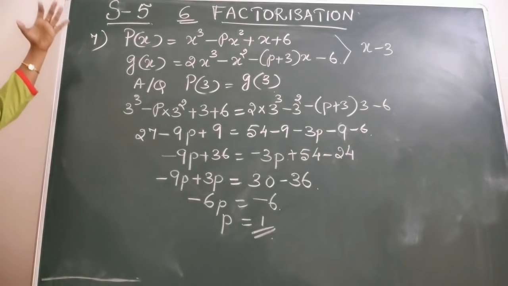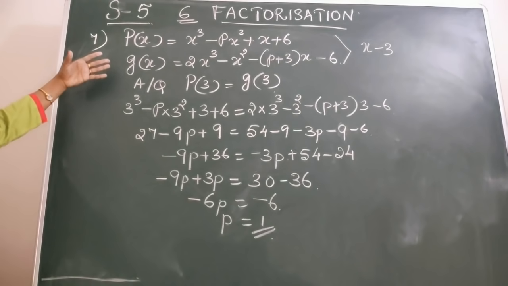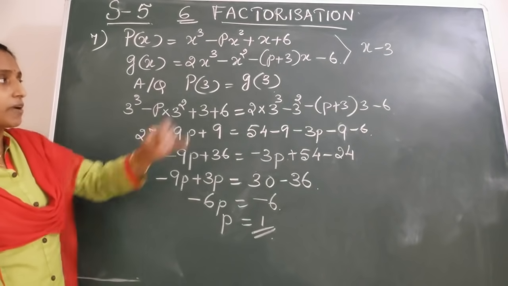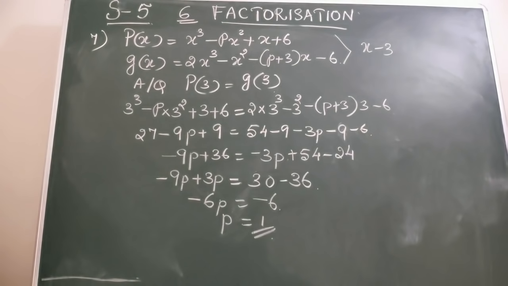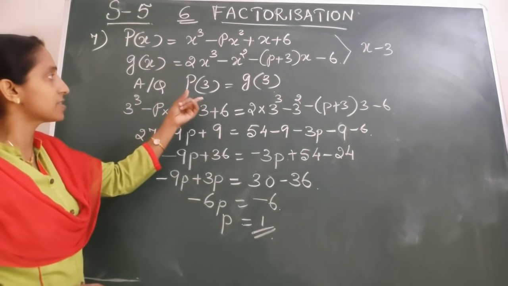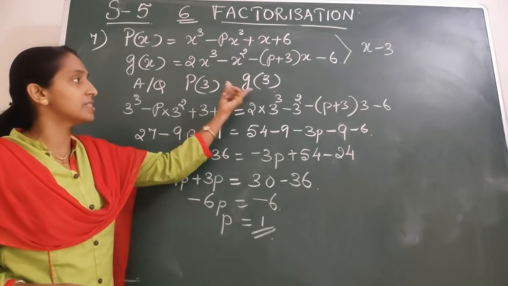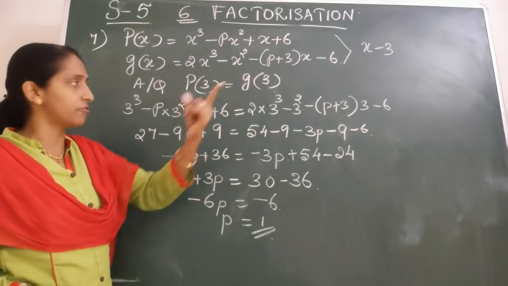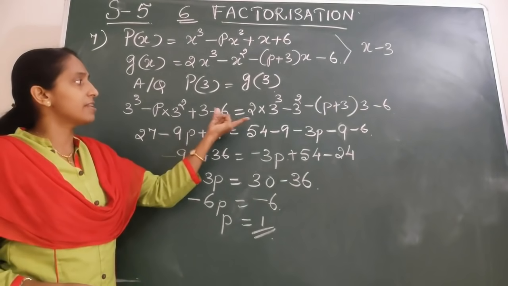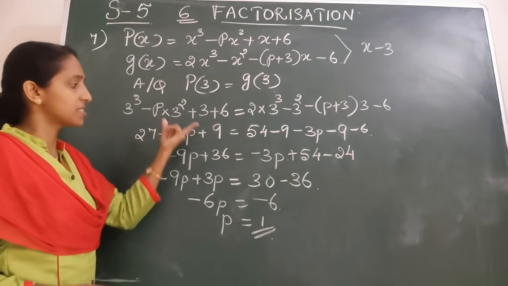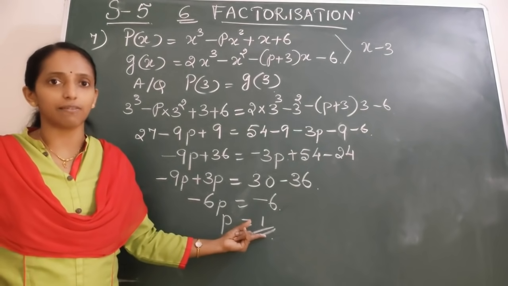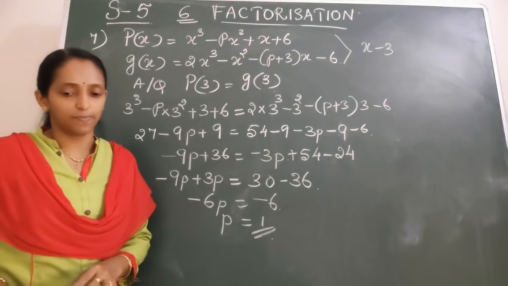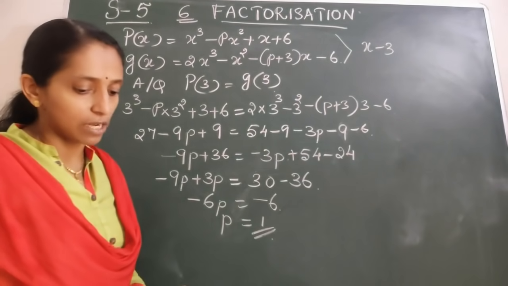Okay. When you have two polynomials and there is a term divided by given and both the polynomials are leaving the same remainder. Same remainder means after substituting the value of x, you will get the same remainder. It equates. P of 3 will be equal to G of 3 and there you can find the value of p by substituting the value. So you are getting the value of p as 1. Okay. So this question also you can note down there.